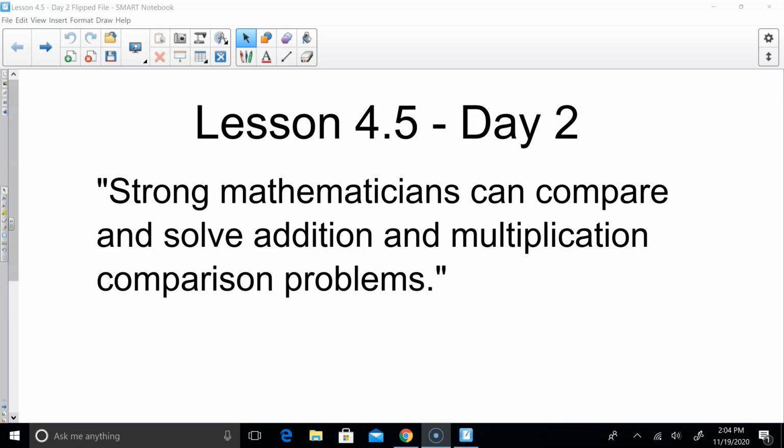Welcome class, lesson 4-5, day 2. Strong mathematicians can compare and solve addition and multiplication comparison problems. So you get your notebook out, write down today's date, the name of the lesson, and let's get started.